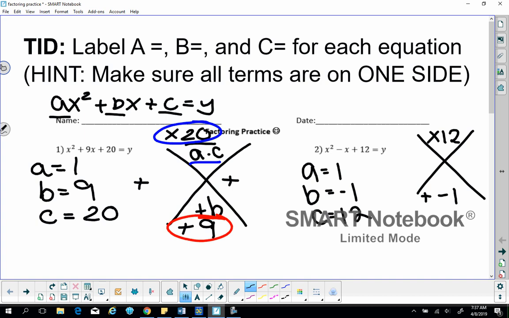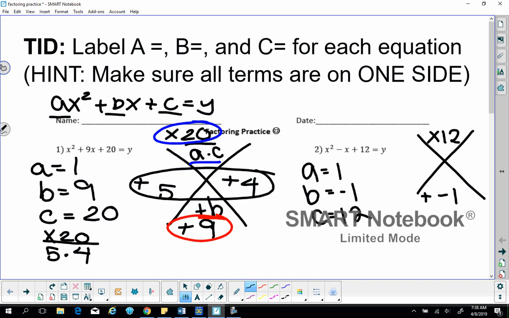Then I list the numbers that multiply to 20. So Victor, give me two numbers that multiply to 20. 5 and 4. What is 5 plus 4? Ding, ding, ding. Is that what I want? I do, right? So I know it's positive 5 and positive 4. That's all you're doing for this part now. So to get those numbers, you're figuring out, okay, what multiplies to that top number? And out of those, which ones are going to add to my bottom?